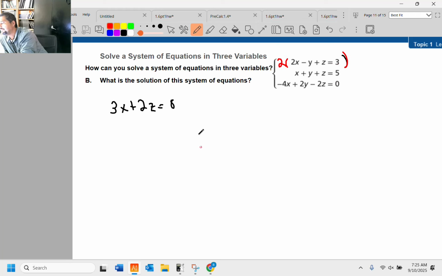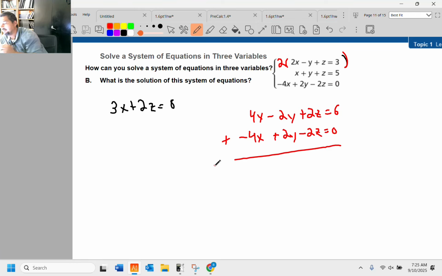I just need to double it. 4x minus twice y plus 2z is 6. Negative 4x plus 2y minus 2z is 0. So I multiplied the top one by 2 because if I had 4x and I added negative 4x, I get nothing. So I'm doing the first and third equations.